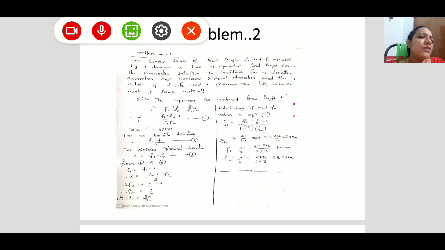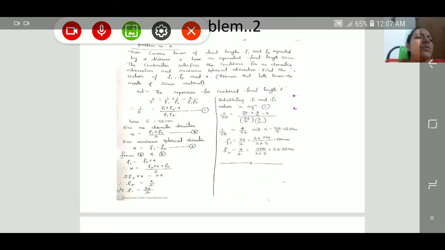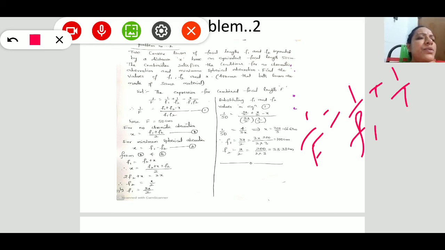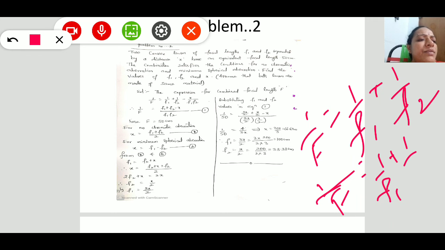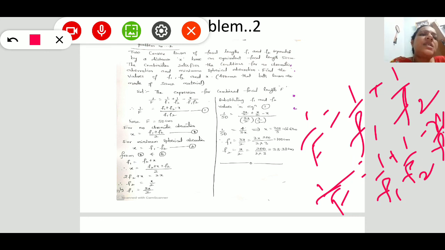And similarly for the combined focal length of two lenses, preliminary things, 1 by f is equal to 1 by f1 plus 1 by f2. Next, if they are placed at some distance, 1 by f is equal to 1 by f1 plus 1 by f2 minus x by f1 f2. These are some formulas to remember to solve these types of problems which arise in the aberration chapter.